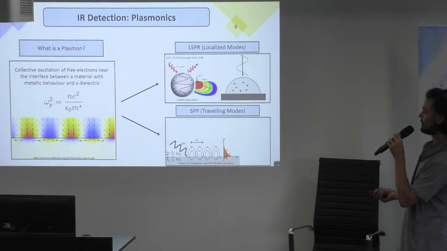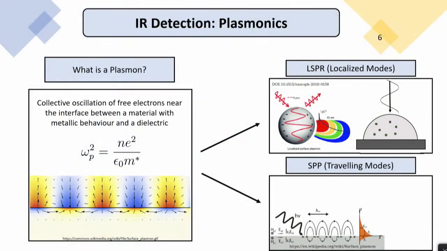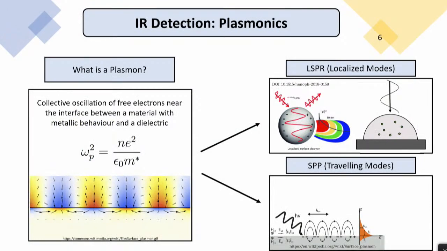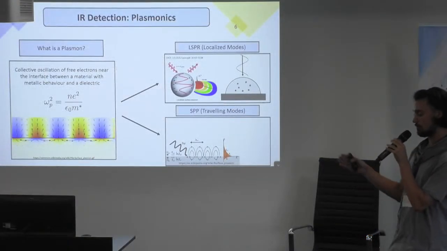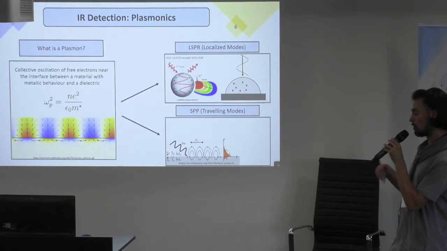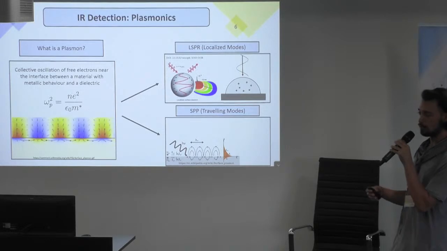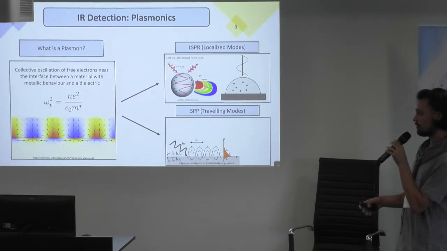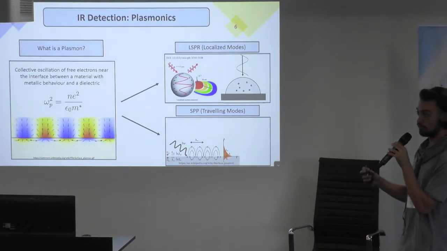I will read this. A plasmon is the collective oscillation of free electrons near the interface between a material with metallic behavior and a dielectric. So if we have some material which is metallic, which means that we have free electrons in it, and some material which is a dielectric with no free electrons, we can shine light on it, and these electrons will begin to oscillate, and they will generate a new field that will be way more intense and confined in a very small region. So if the infrared has a 2 micrometer wavelength, this region can be of the order of 100 nanometers. So with that, we can make the detector smaller.